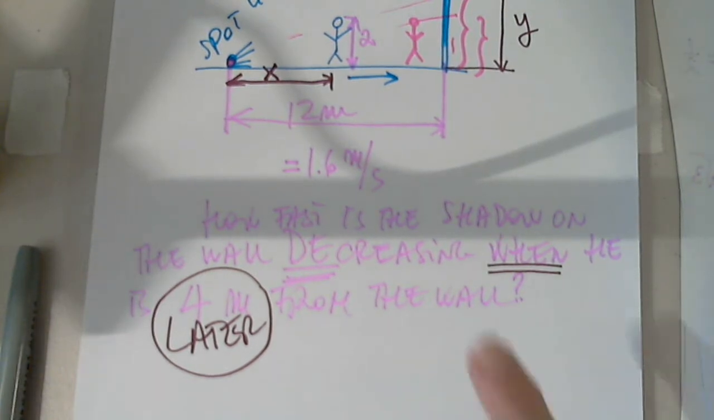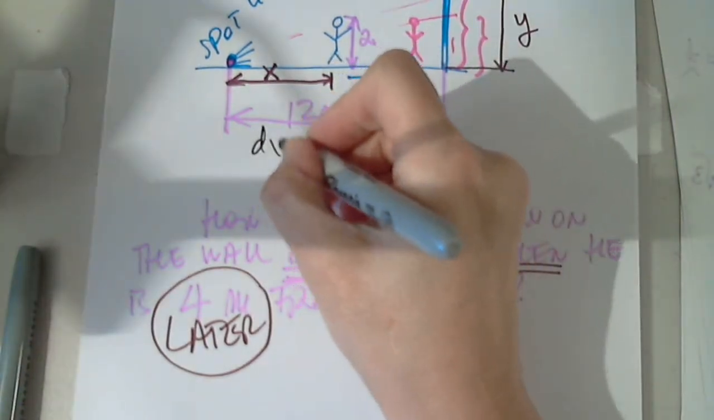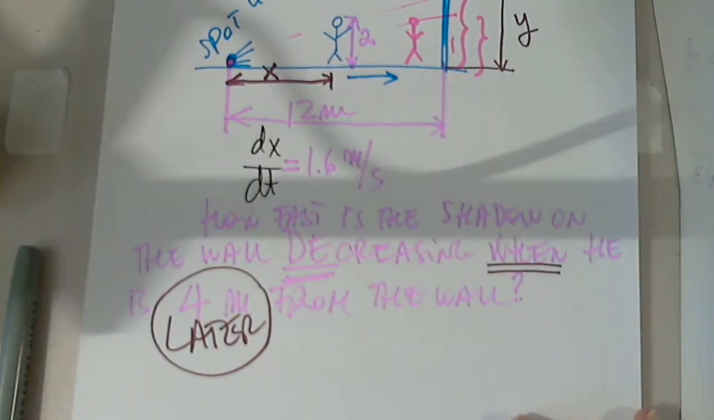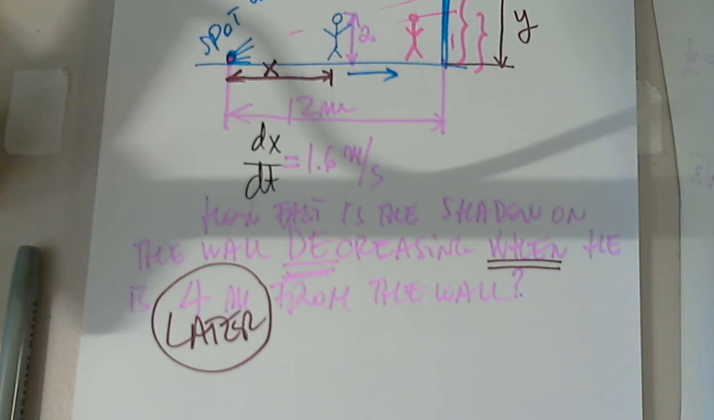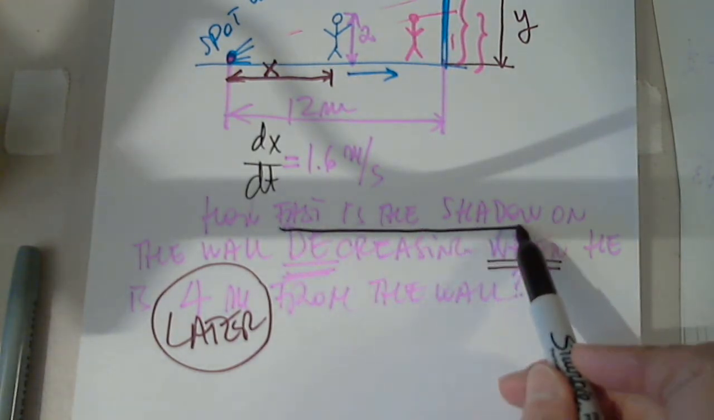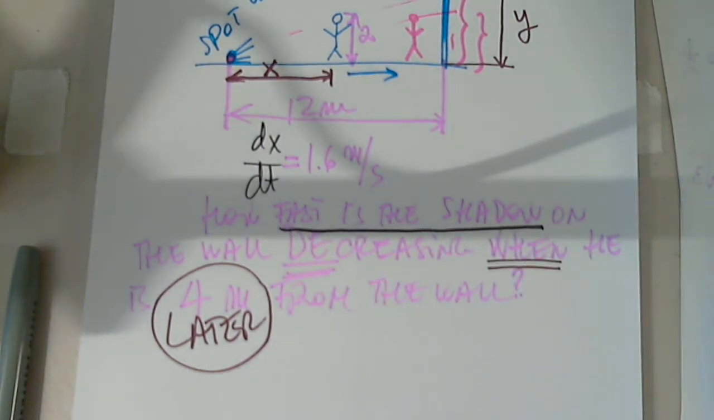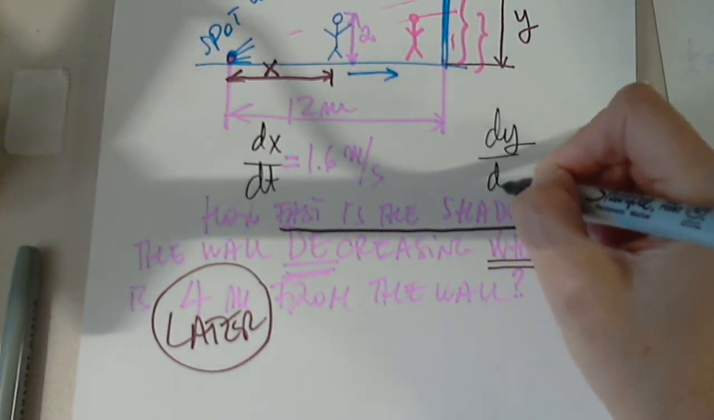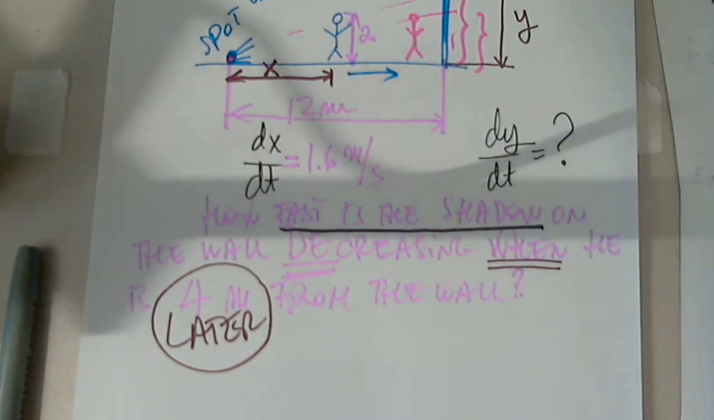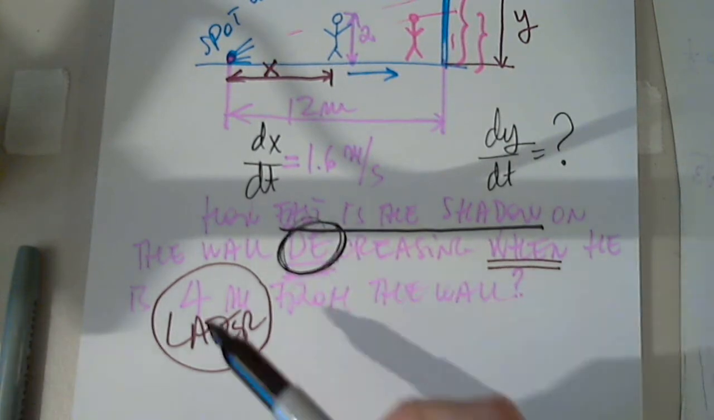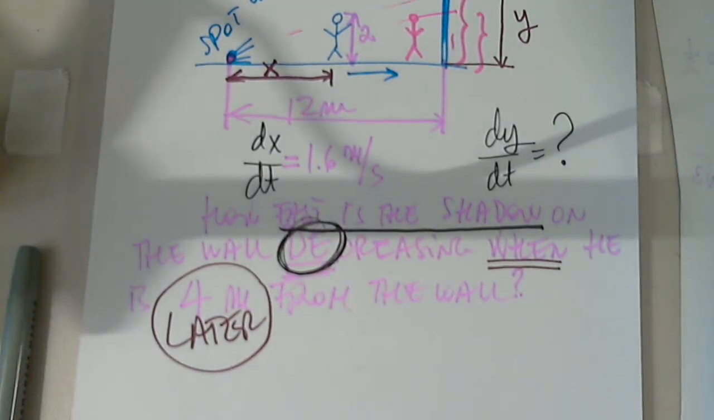So, what is 1.6 meters per second? dx/dt. Great job. Perfect. What am I asked to determine? Very good. dy over dt is what I'm asked to determine, keeping in mind it has to be a negative rate. If it isn't, I messed up something, I have to go back to the drawing board.